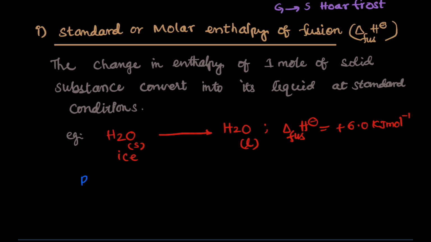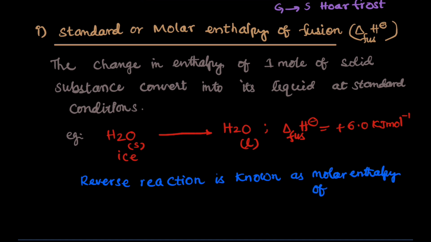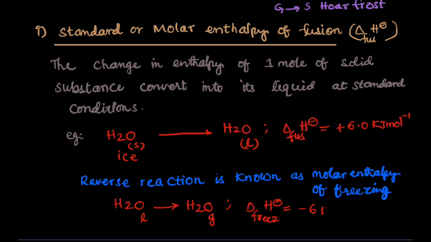The reverse reaction of this one is known as freezing. So when you reverse this reaction, H2O liquid converts into H2O solid, that is ice. At that time its enthalpy is minus 6 kilojoule per mole. So when you reverse it, the enthalpy change remains the same but the sign changes. That is called the Laplace-Lavoisier law. So you have to remember that when you reverse the equation, the enthalpy magnitude remains the same but the sign is changed.